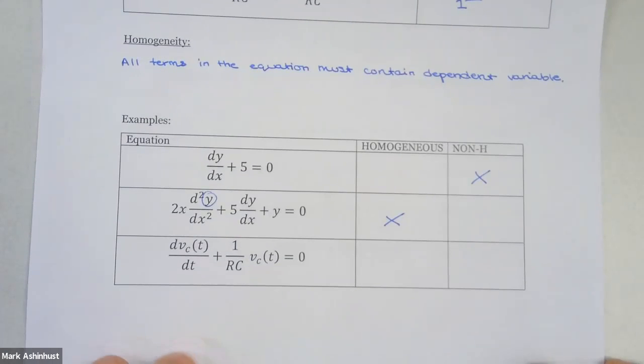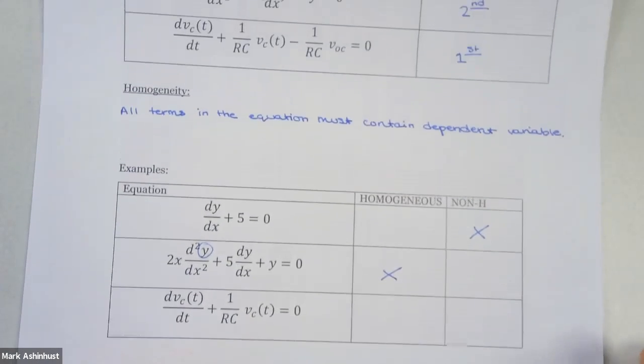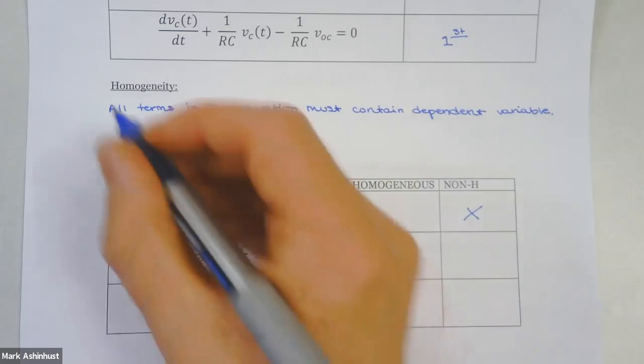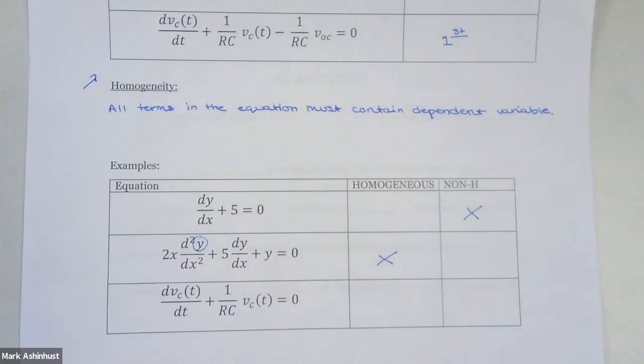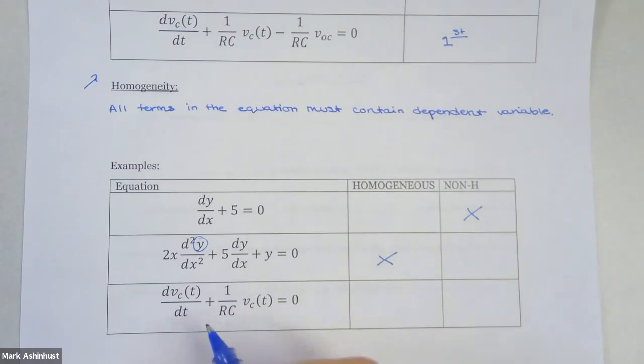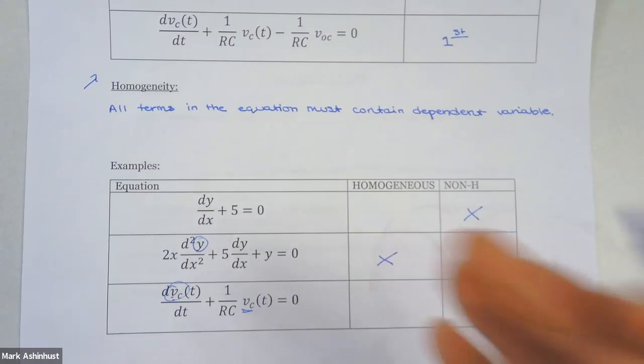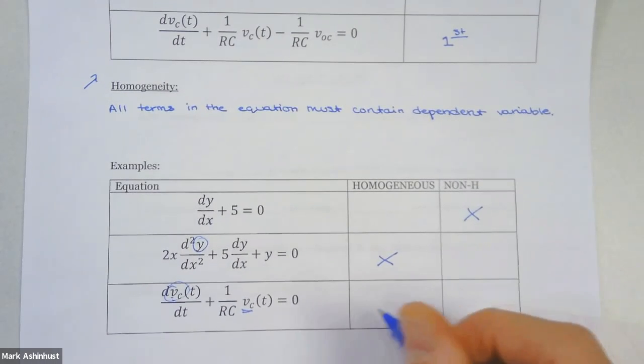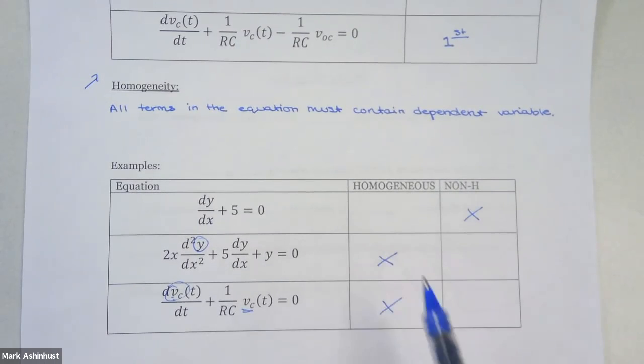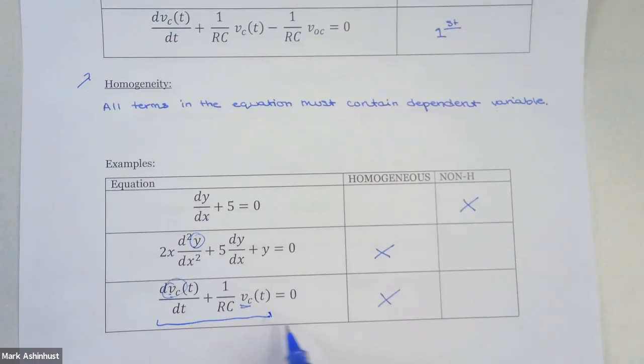And lastly, we have a little different form of that same equation we've been looking at up here. And this one has our dependent vC, and it's also over here too. So this one would also be homogeneous. And keep in mind, this is only on the left side of the equation, right? So this is an equation because we have it set equal to 0. It only needs to be on the left side.